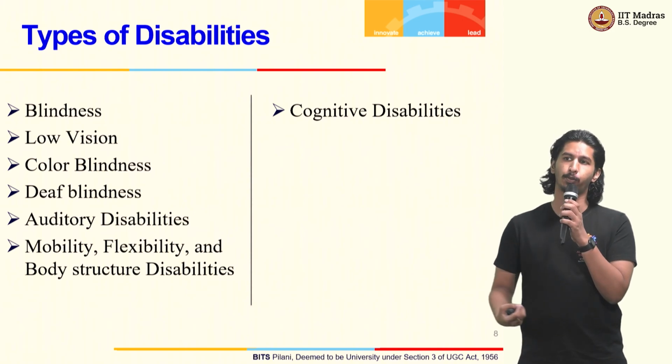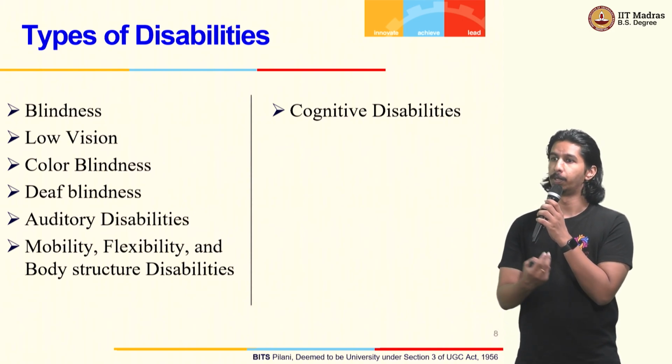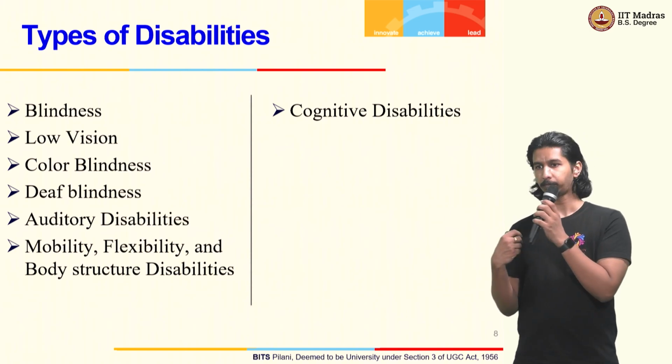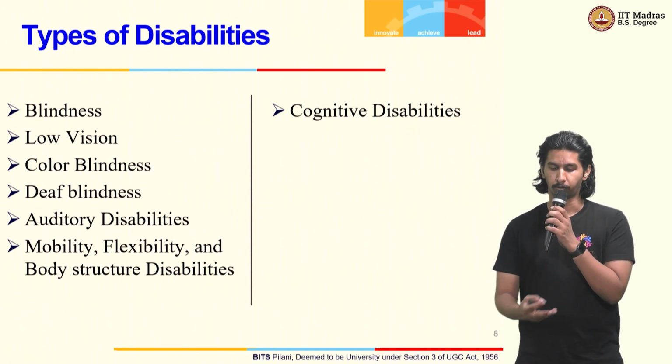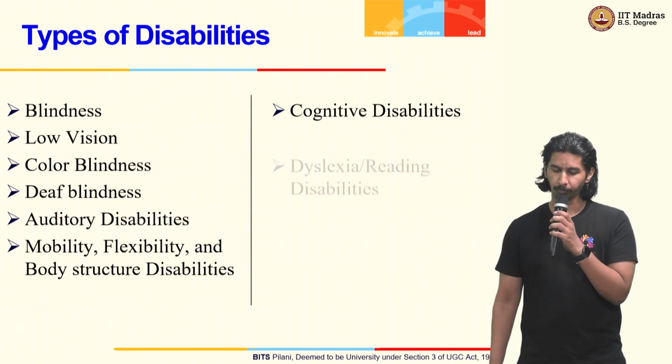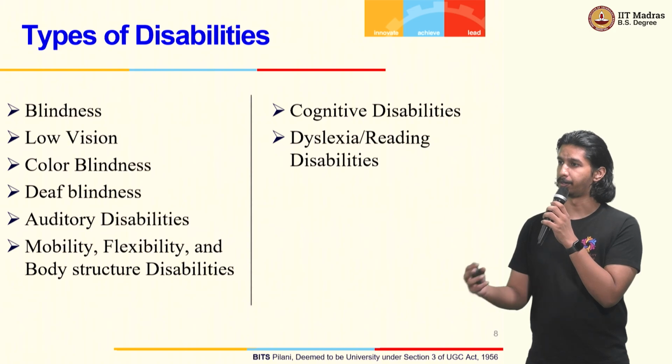It could also be a case where short term memory loss is one example, right? Short term memory loss, or maybe attention deficiency, right? So all these come under the category of cognitive disabilities. Again, reading disabilities, again on the race, dyslexia and others.